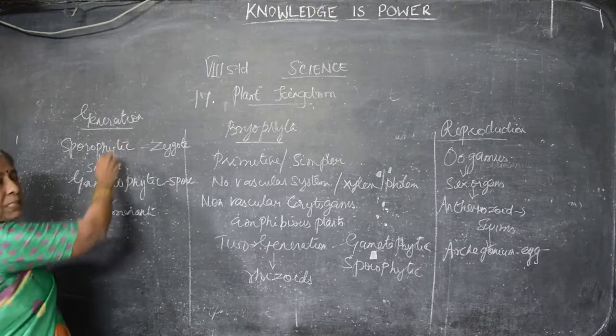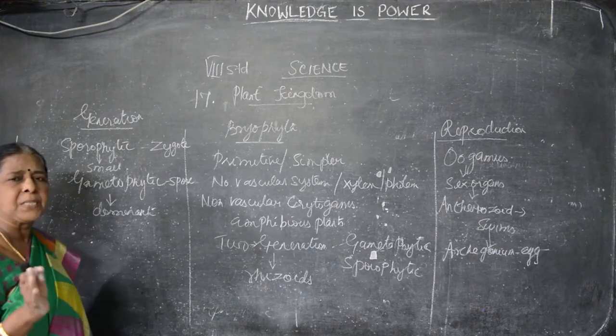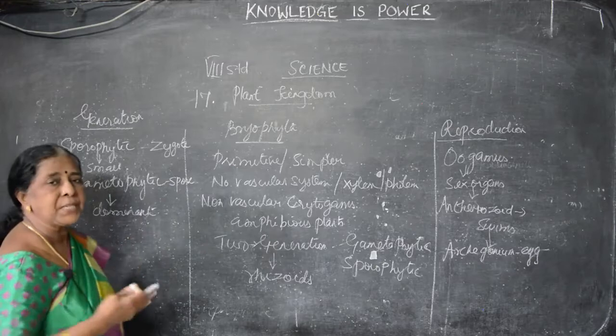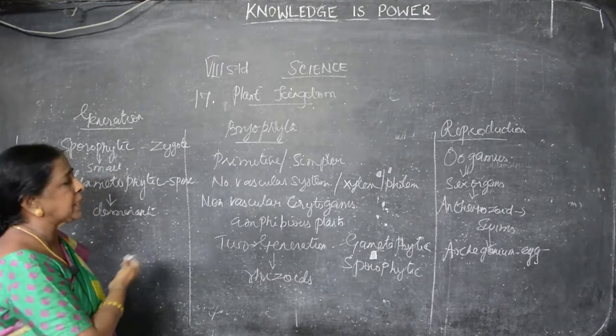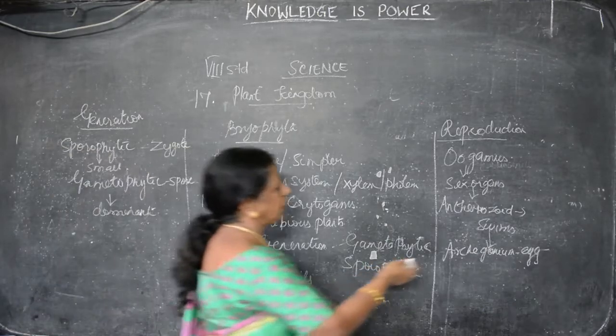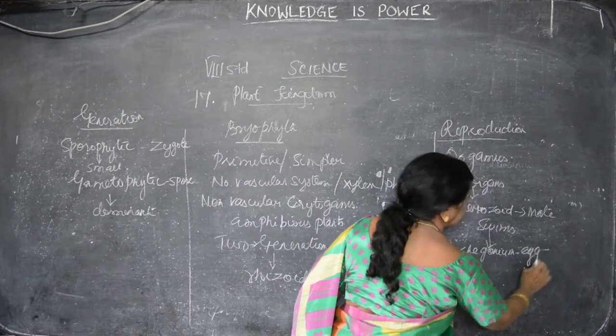Sporophytic generation depends on gametophytic generation. Sporophytic generation is what? The small one. It's not a long process, but gametophytic generation is the longest one. It is dominant because of the gametes, archegonium and antheridium, male and female. Archegonium, what I said, is the female sex organ.